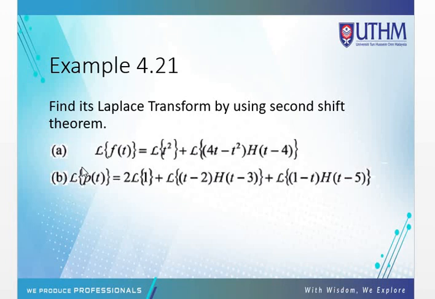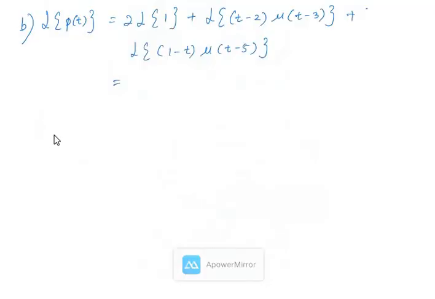Next, we move to another question. That is the Laplace transform of p(t), equal to 2 times the Laplace transform of 1, plus the Laplace transform of (t minus 2) and the unit step t minus 3, plus the Laplace transform of (1 minus t) and then the unit step t minus 5.